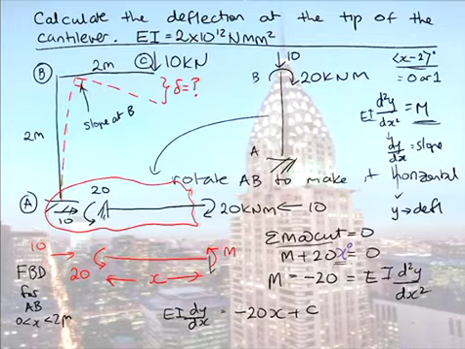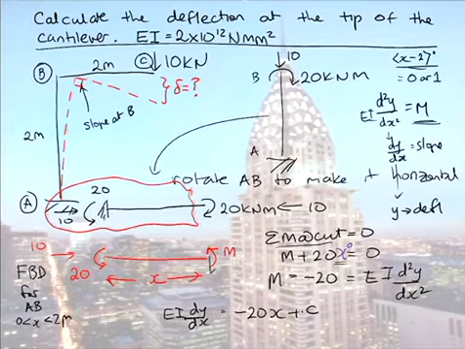Anyway, we now have an expression for our moment, so our moment is just equal to minus 20, and we equate the moment to EI d2y dx squared. Now I've done the first integration and I've got an expression for the slope. This C here is my constant of integration, and I need to solve for that value of C.